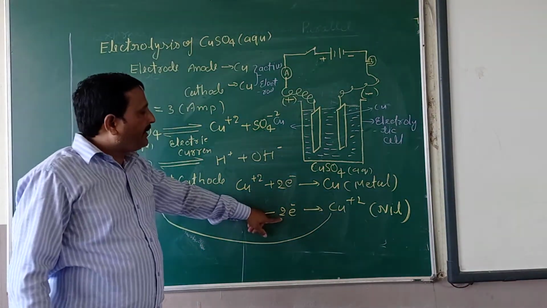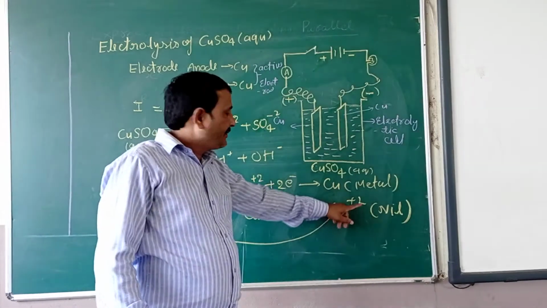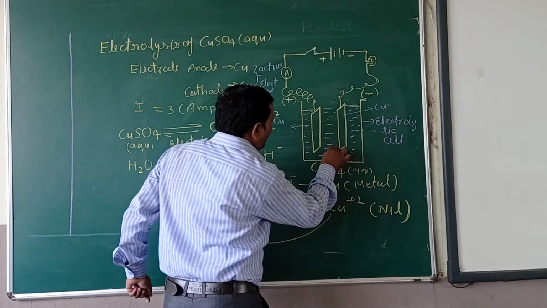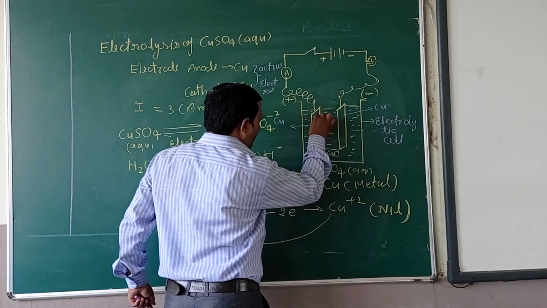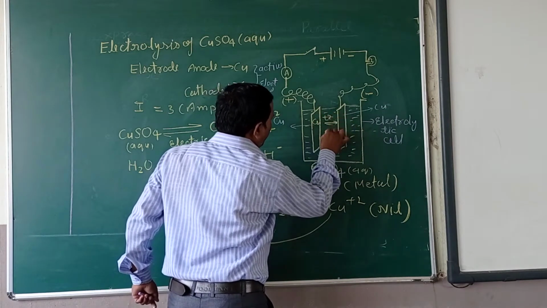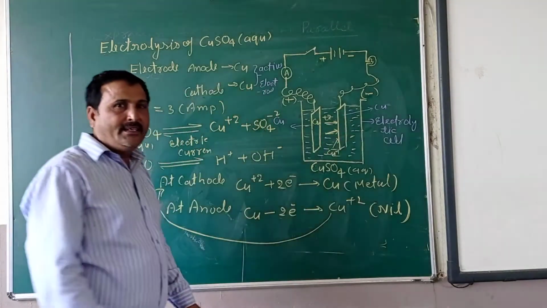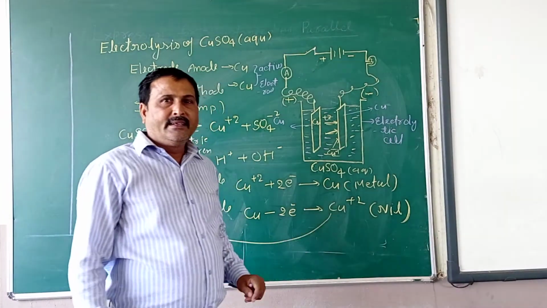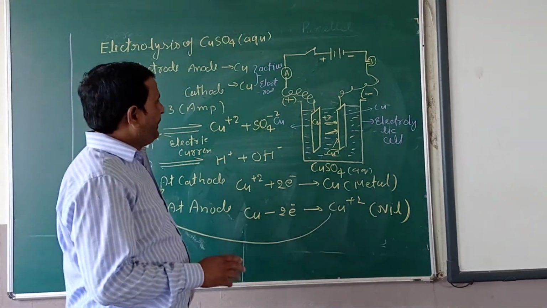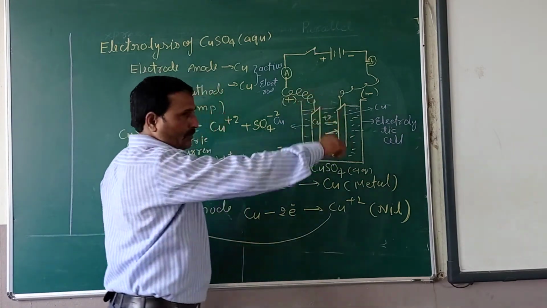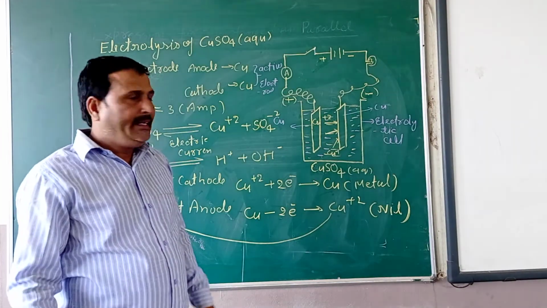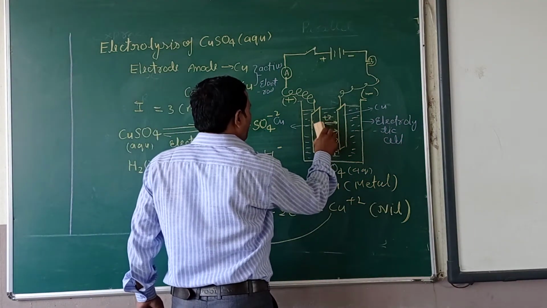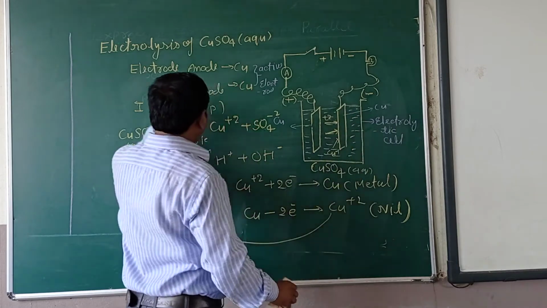It loses electrons and forms Cu2+ ion. From the electrolyte also Cu2+ ion, and from the electrode also Cu2+ ion migrate toward the cathode. So the product at the anode will be nil. Suppose we take a graphite anode electrode here, other than copper.